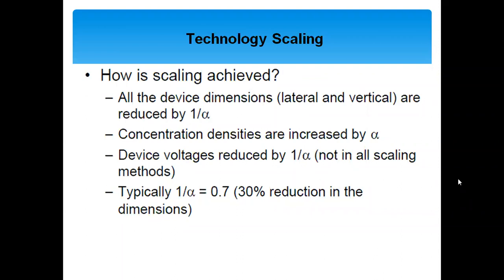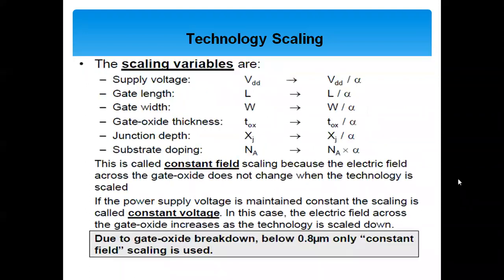That means if you take 1 by 30, approximately it will come to 0.7. Okay, so this is how you can achieve it. That means you can reduce the size of the transistor, or you can reduce the supply voltage level, right? If you require 5 volt, you can go for 3 volt or 2 volt or 1.2 volt, like that. So this is how you can achieve this scaling.